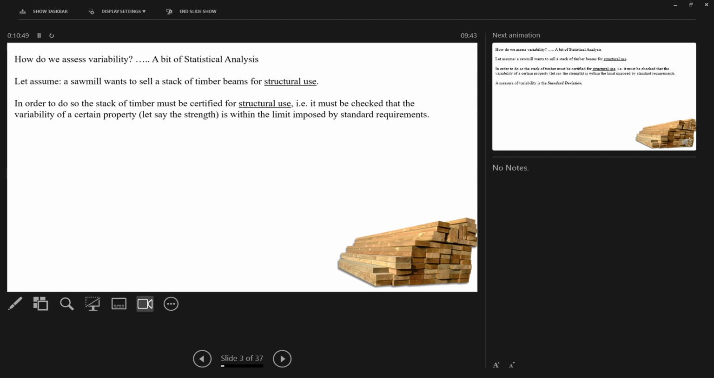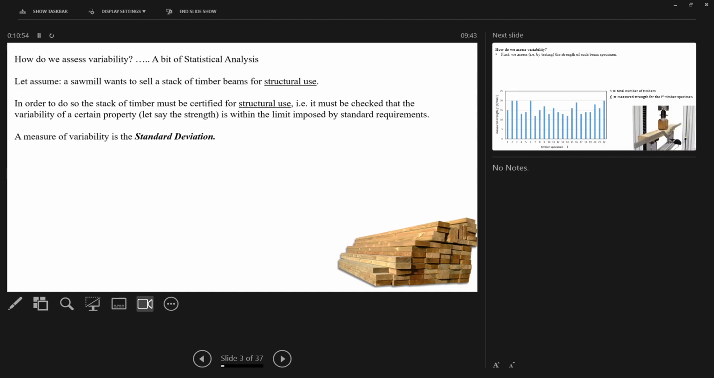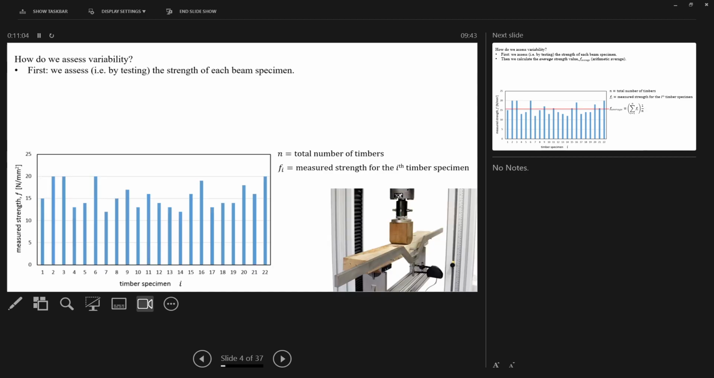A measurement of the variability is the standard deviation. You've all seen this before in mathematics, haven't you? So if this is our data here, that's actually a 3-point bending test. You'll be doing a 4-point bending test, which is slightly different. But just assume we've got a number of samples. There's 22 samples there. We test all their strength in 3 or 4-point bending. It doesn't overly matter for this.